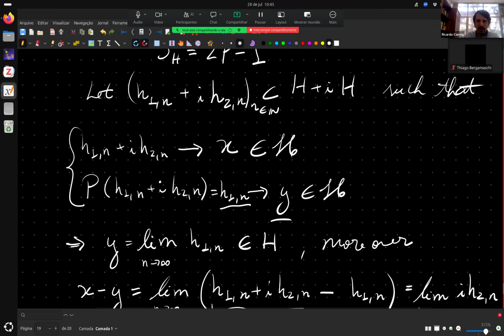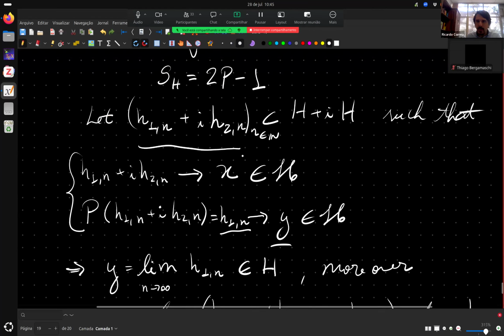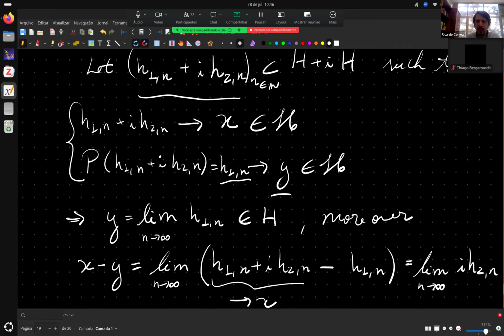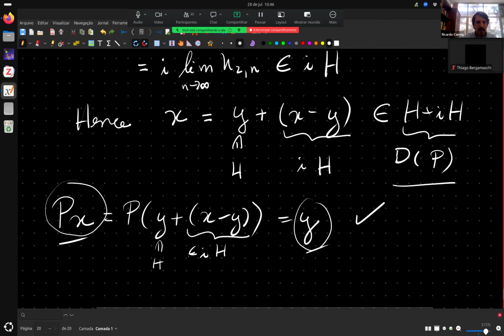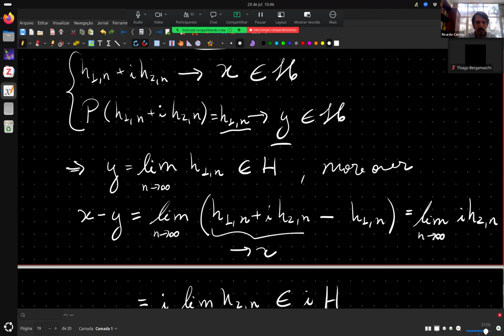So I have a sequence in the domain such that the sequence converges to some vector and the operator acting on this sequence goes to another vector in the Hilbert space. And I conclude that the limit lives in the domain of my operator, and the operator acting on the limit is equal to the limit of the operator acting on the given sequence. So therefore, my P is closed.